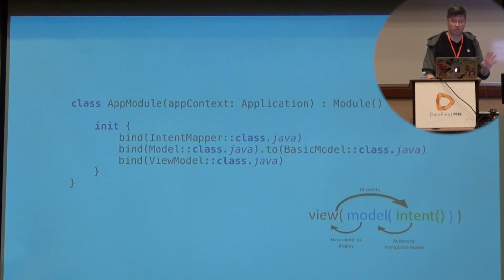All right, so the DI, what are we doing? So at the app level, we're declaring the 3 following bindings. So we have something called an intent mapper. So the names change a bit here, and there's good reasons for that.